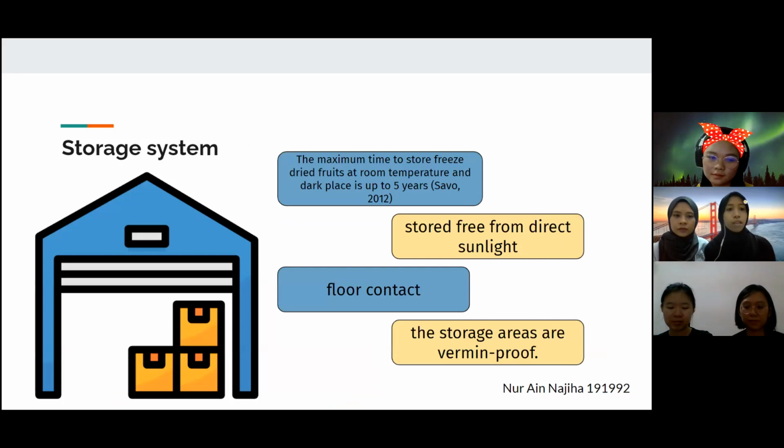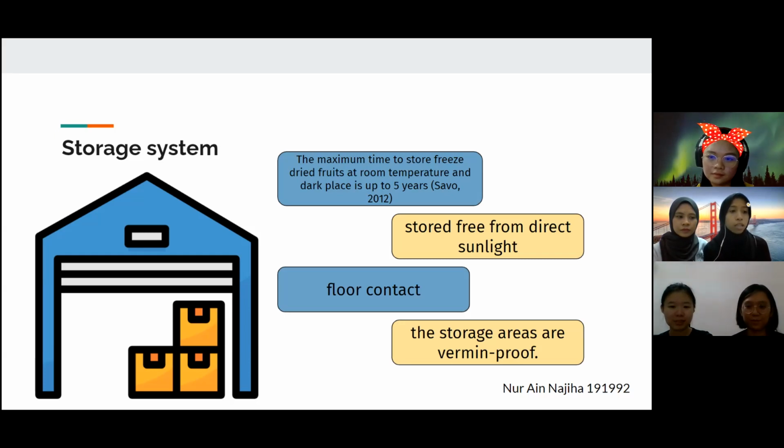Next. So for the storage system, the maximum time to store freeze-dried fruits, as the researcher found, at room temperature and in the dark is up to 5 years. And then we can store it away from direct sunlight, as sunlight can lead to oxidation that reduces food quality and nutritional value. However, artificial light has no adverse effects.